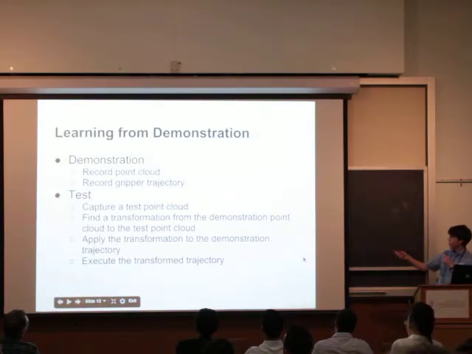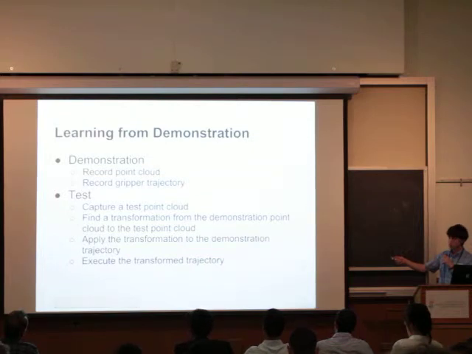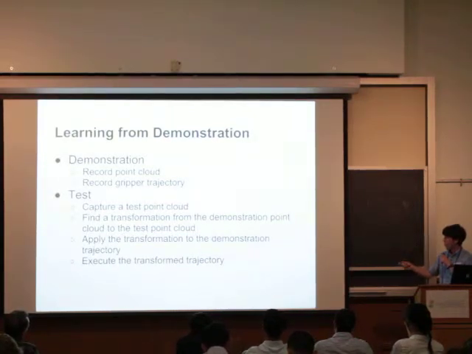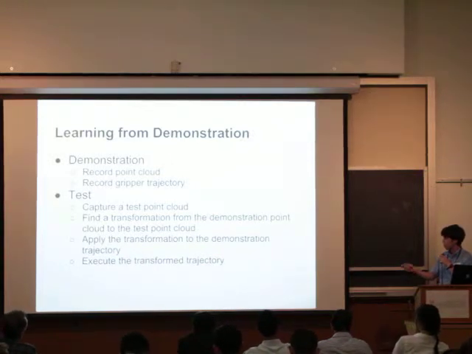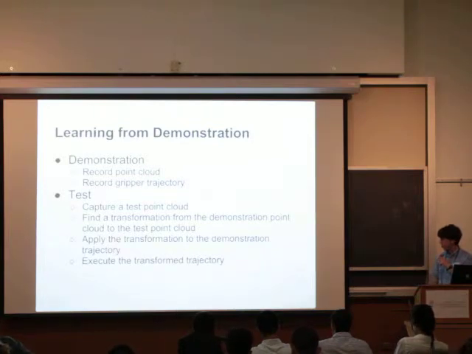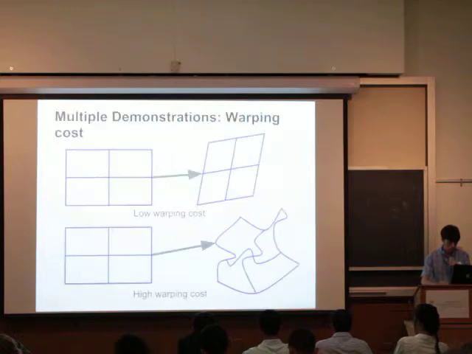Okay, so to recap, in the demonstration phase, the robot records where the rope is and records where the gripper is. In the test phase, first it has to capture a new point cloud. It finds the transformation from basically the old rope to the new rope. It applies this transformation to the trajectory of the gripper, and then it executes this new trajectory. Okay, so that's what you just saw in that video.